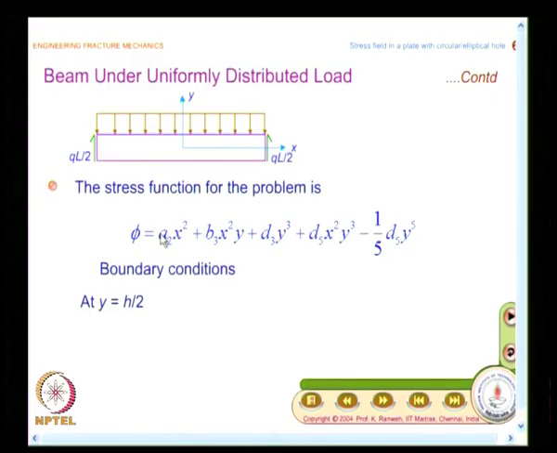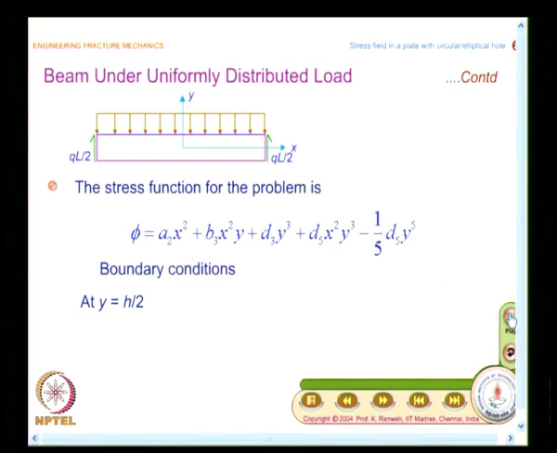There are no set procedures. By trial and error people arrive at it, and with some logical reasoning they would be able to justify it, but once the stress function is specified, the entire problem can be solved. If you look at the stress function, I have the coefficients a2, b3, d3, d5. I have 4 coefficients, and these 4 coefficients need to be determined. If you look at the boundary conditions, they provide you a sufficient number of equations to get the coefficients.